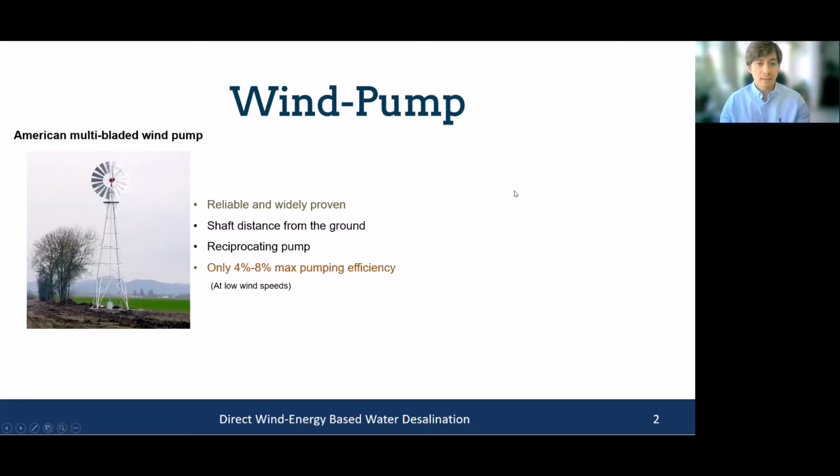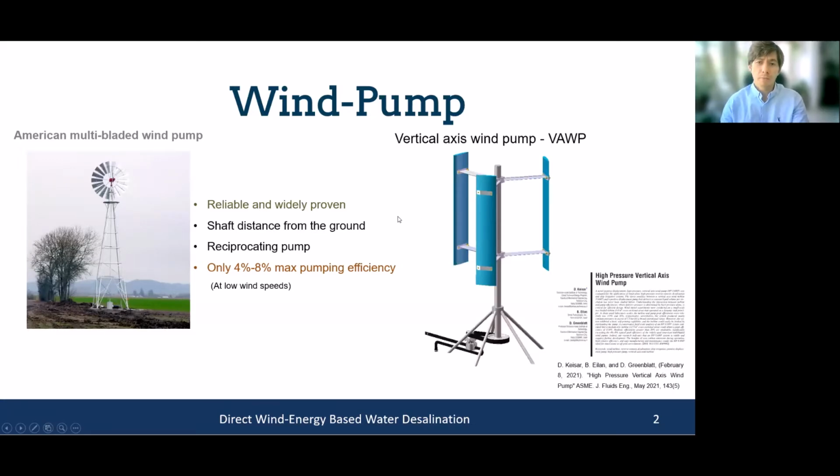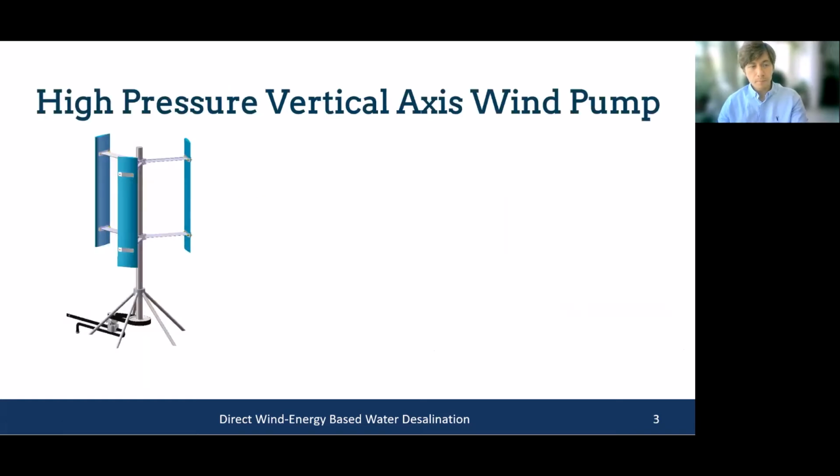This makes them not really suitable if we want high pumping efficiency systems. So a few years ago, we thought about a concept: maybe just use a vertical axis wind turbine connected to a pump to pump water. And apparently, there's almost no research about it, and specifically, there's no research about high-pressure vertical axis wind pumps. So we published research recently, as you can see, and this work is based on that work.